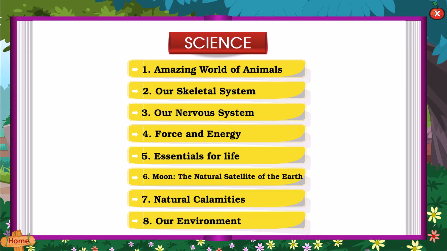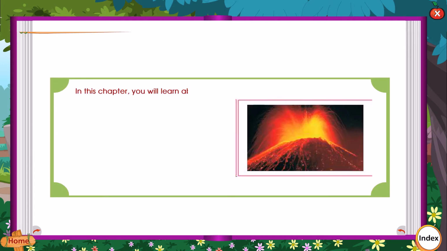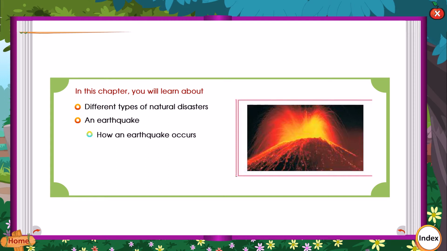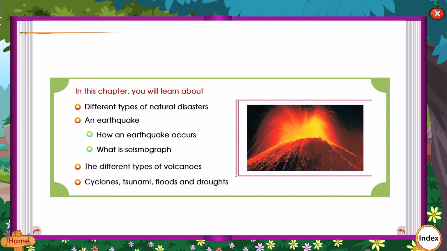Science. 7. Natural calamities. In this chapter, you will learn about different types of natural disasters: an earthquake, how an earthquake occurs, what is a seismograph, the different types of volcanoes, cyclones, tsunami, floods, and droughts.